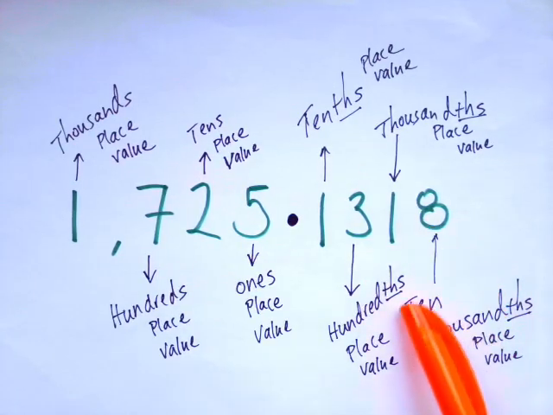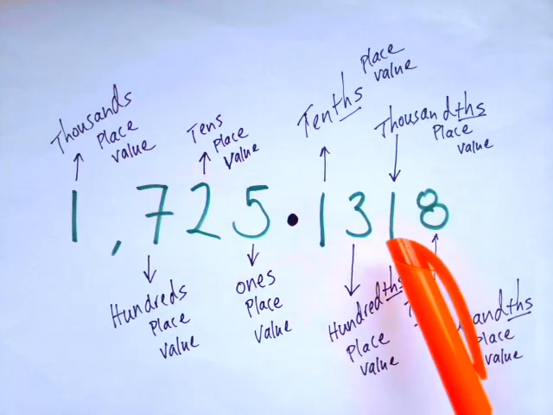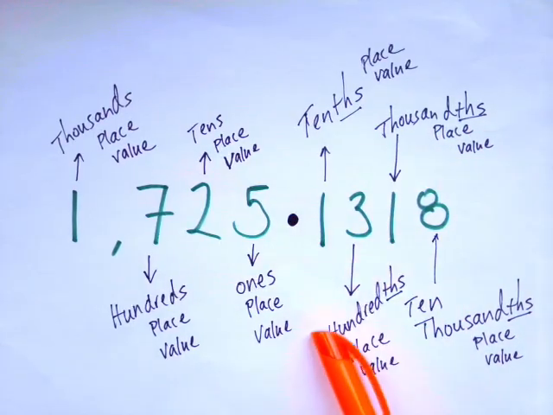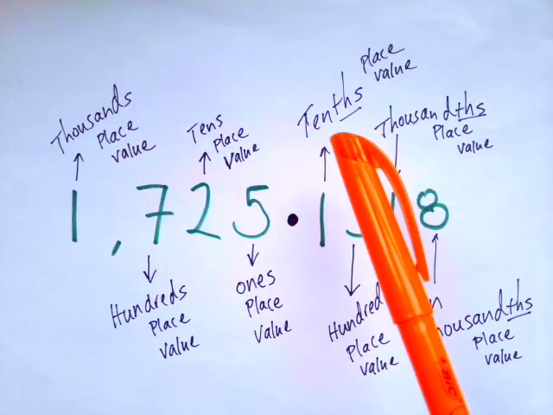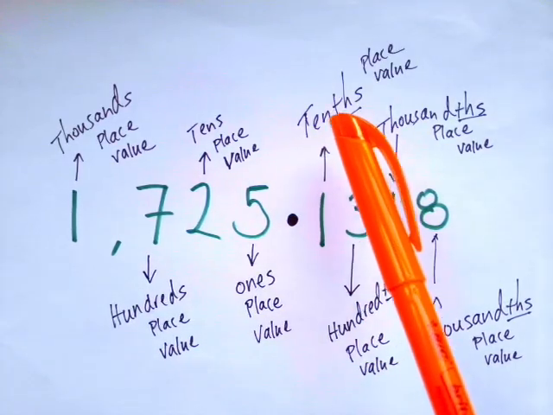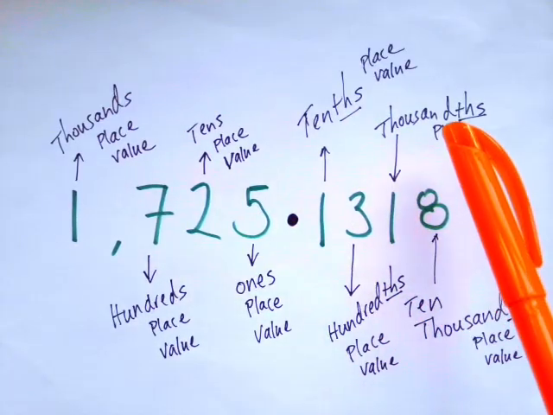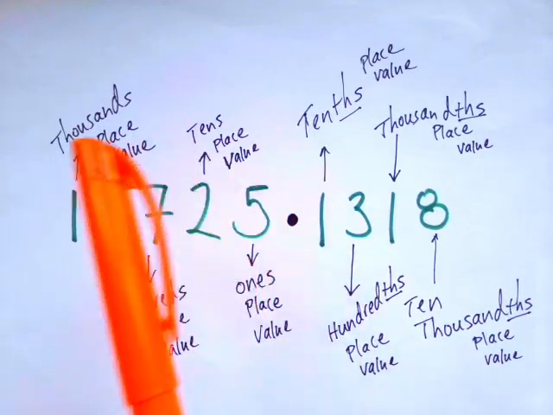So let's review the technical names of these place values. For the 8 here, this is the 10,000ths place value. For the 1, this is the thousandths place value. For the 3, the hundredths place value. For the 1 to the right of the decimal, this is the tenths place value. So each one of these has a THS attached to the end. That is a big difference between the values.